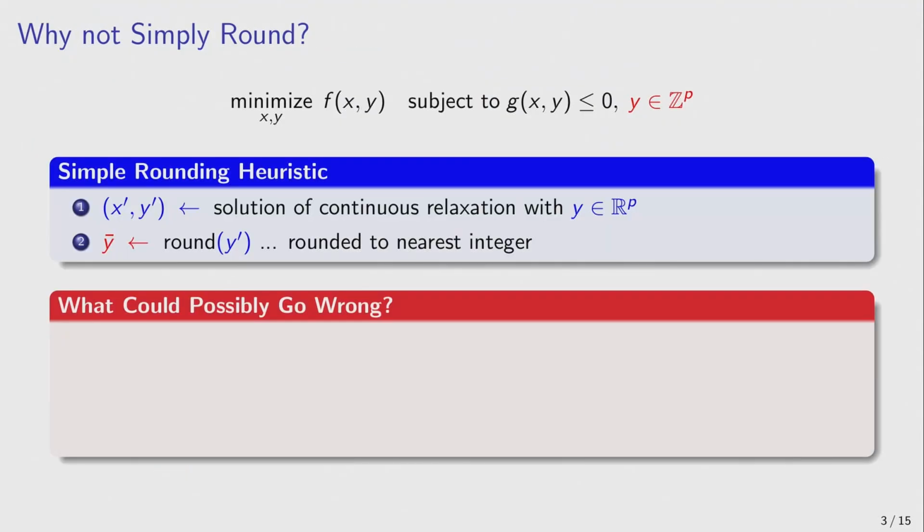Okay, so the first question somebody should ask is, why not simply round the solution? Here's a very simple heuristic. You solve the continuous relaxation. I have my mixed integer nonlinear optimization problem here, and I replace the integrality condition that y is an integer by the fact that y is real now. If I do that, then this problem becomes a nonlinear optimization problem, and we can solve problems of this type probably with millions of unknowns in a reasonable amount of time.